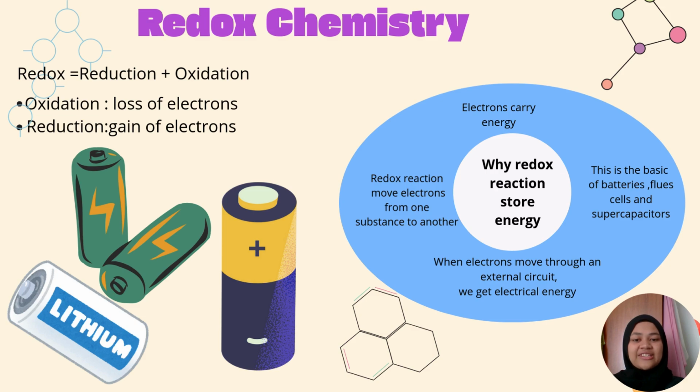Redox comes from reduction and oxidation. Oxidation is loss of electrons and reduction is gain of electrons. These two always happen together: when one substance loses electrons, another must gain them. In energy storage devices like batteries, energy is stored and released by redox reactions. This movement of electrons during the reaction is what produces electrical energy.